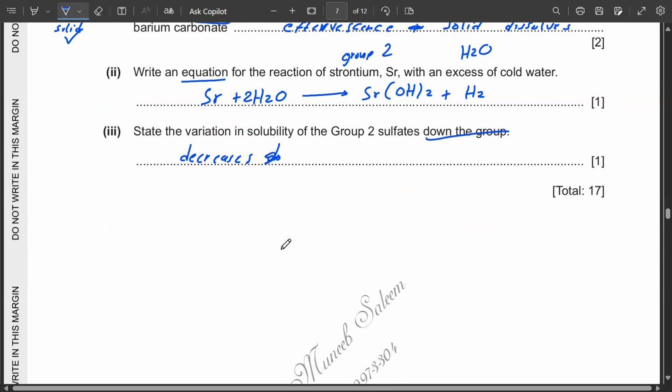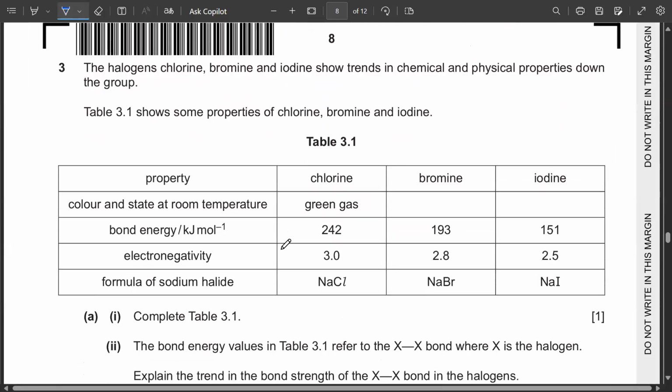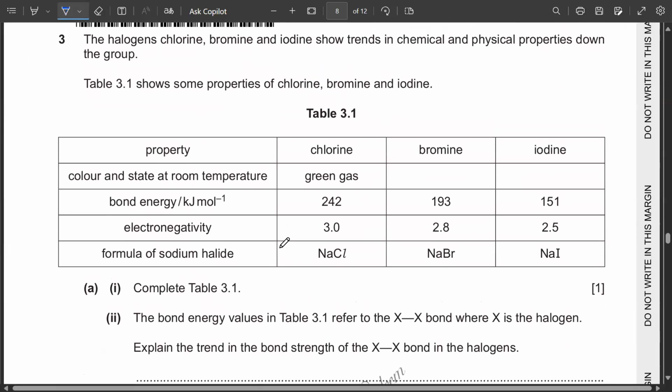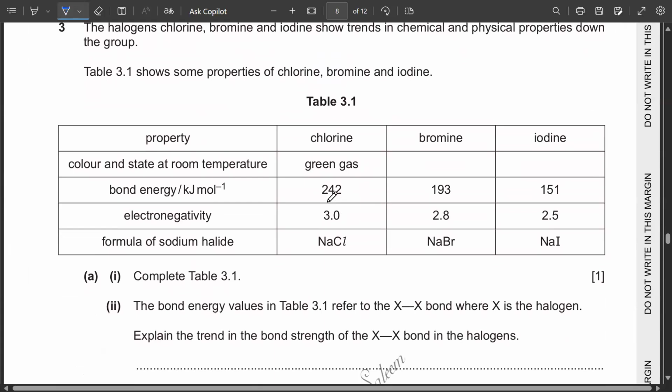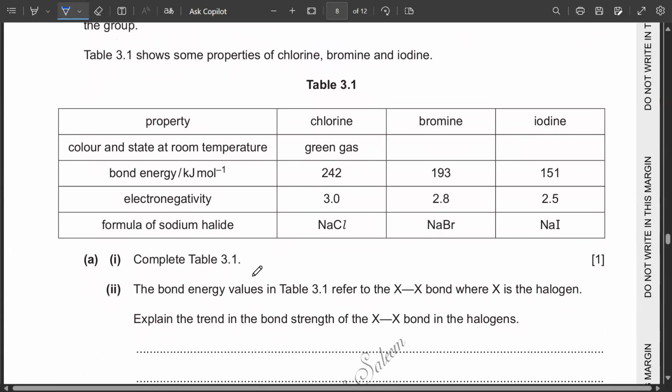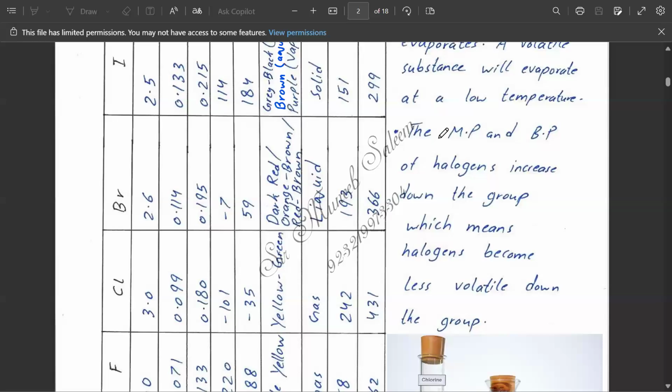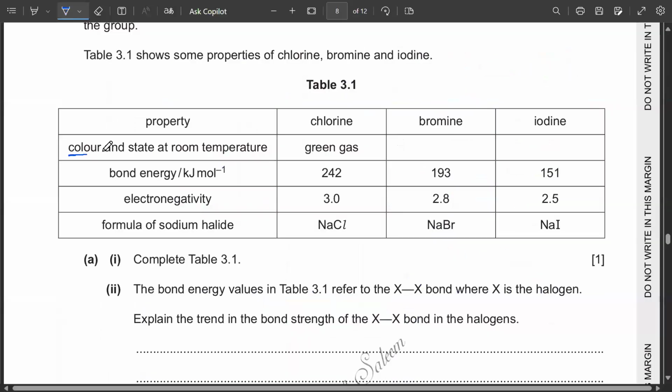Then next question, number 3. The halogens, chlorine, bromine, and iodine show trends in chemical and physical properties down the group. We have to complete table 3.1. So for bromine, we have to state the color of the bromine and the state of the bromine.